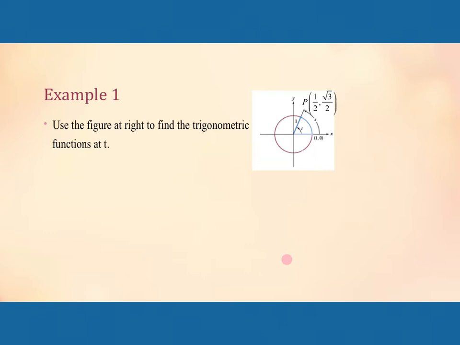So there are 6 trig functions: sine, cosine, tangent, and we find them of angle t. So sine of angle t, cosine of angle t, and tangent of angle t. Then cosecant of t, secant of t, and cotangent of t. So we said sine was the y value. So if this is my coordinate point, then the y value is root 3 over 2. The cosine is the x value, which would be 1/2.